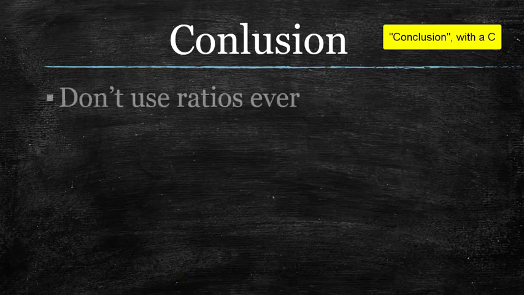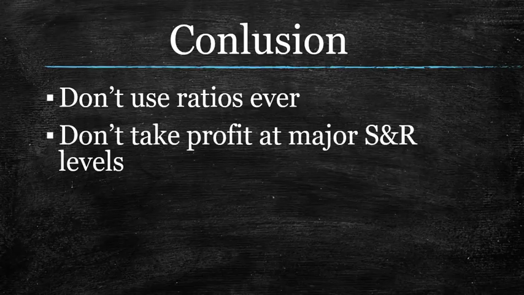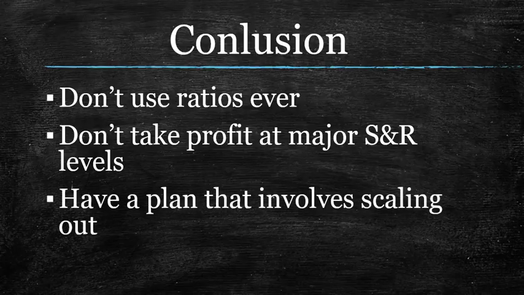So in conclusion, just don't use ratios like the ones I showed you ever. Don't ever take that approach. Like I said, it's better than nothing, but man, are you really preventing yourself from having any chance to win in this game. Don't take profit at major support and resistance levels. If that idea ever comes into your mind, just don't. Just do it a different way. I'm going to give you a structure for that soon. But have a plan that involves scaling out as well.